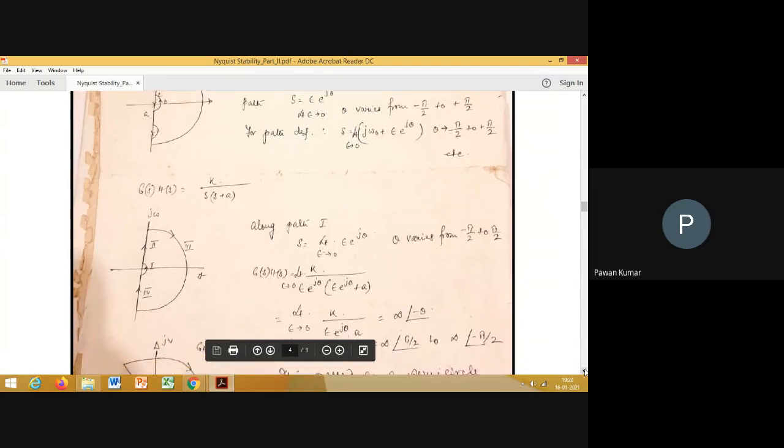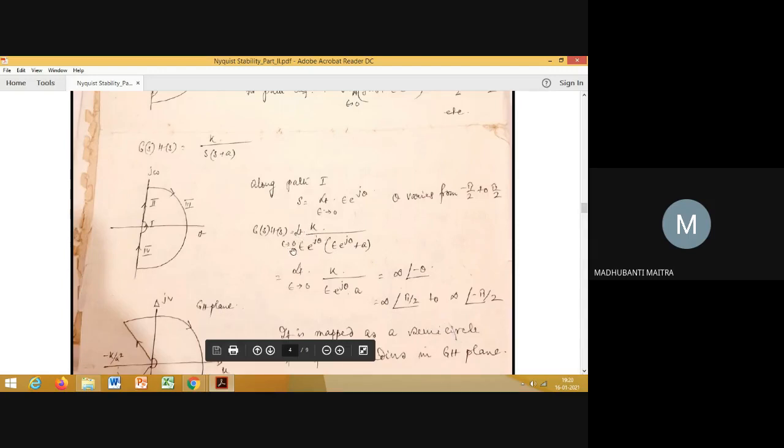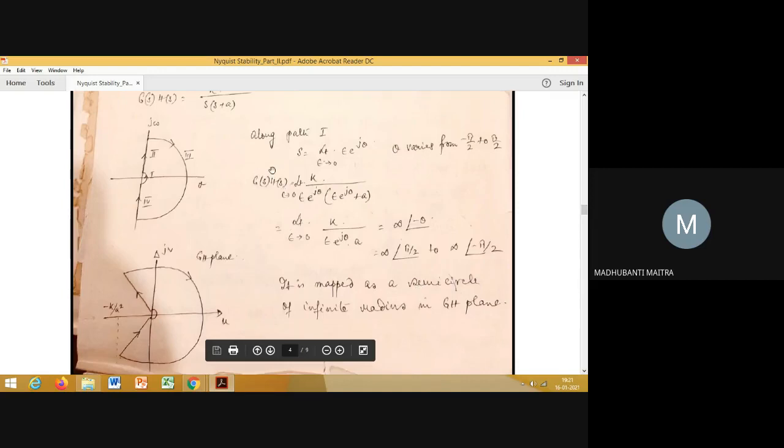Yes, ma'am. So along path 1, since I have labeled this path as path 1, GSHS will be equal to limit epsilon tending towards 0, k by epsilon e to the power j theta, that is S, into S plus A, that is epsilon e to the power j theta plus A. Now, since epsilon is tending towards 0, this term is negligible compared to this term, right? So we get limit epsilon tending towards 0, k by epsilon e to the power j theta into A. Now, since epsilon is tending towards 0, the magnitude of GHS will be infinite, and its phase angle will be minus theta.